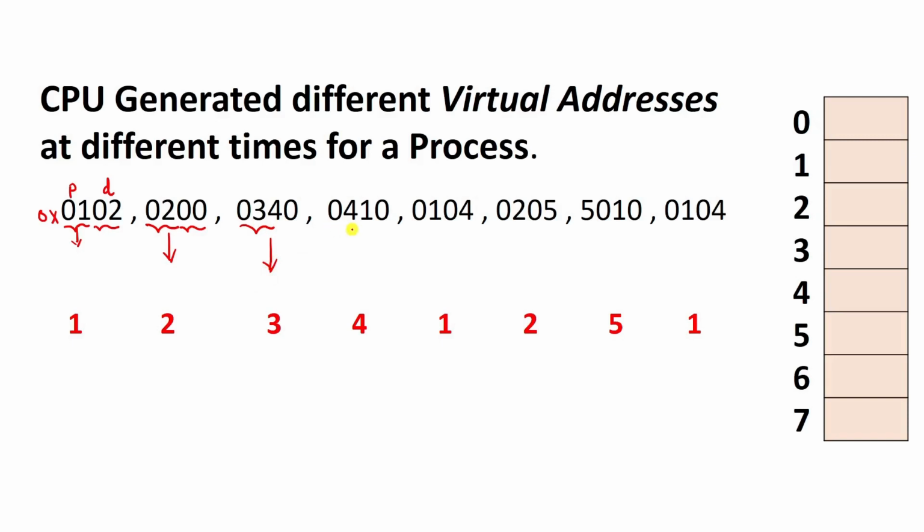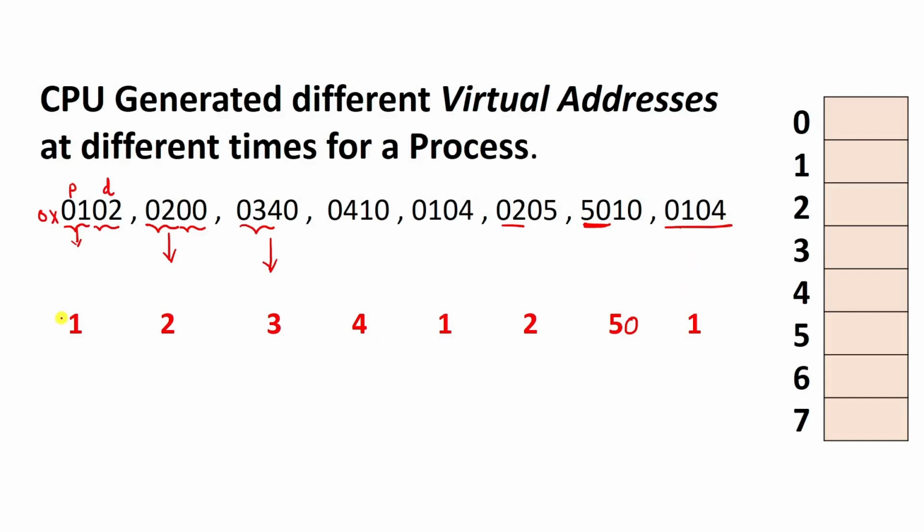The same way, this virtual address is asking for page number 4. This is asking for 1. This is asking for page number 2, and this is asking for page number 50. And this is asking for page number 1, and the 4th byte of that page 1.